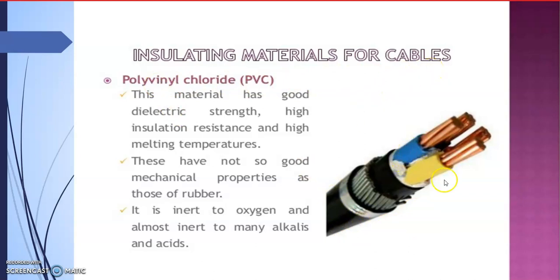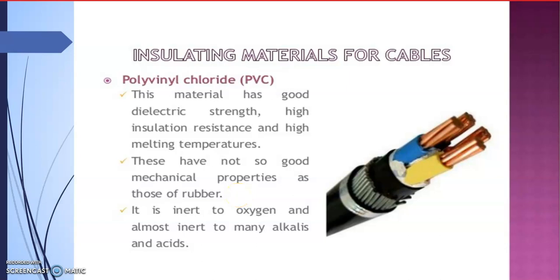Immediately you can identify it with this color. So R, Y, B: red, yellow and blue for the phases, and neutral will be black. PVC is popularly used because this material has good dielectric strength, high insulation resistance and high melting temperature. It does not have such good mechanical properties as rubber. If you compare PVC and rubber, you will see that rubber has high mechanical strength.